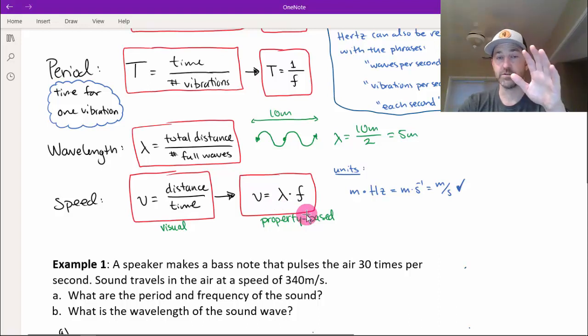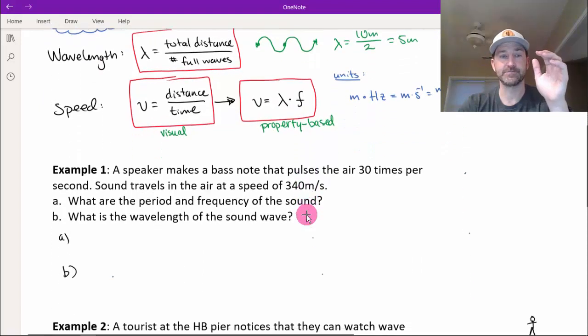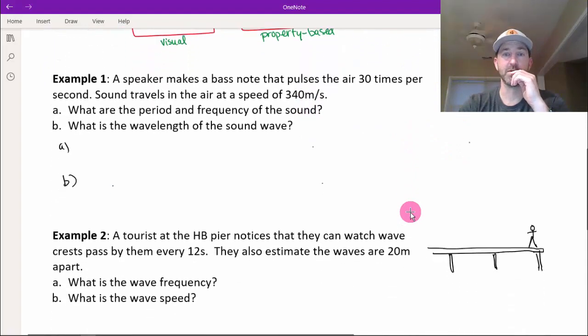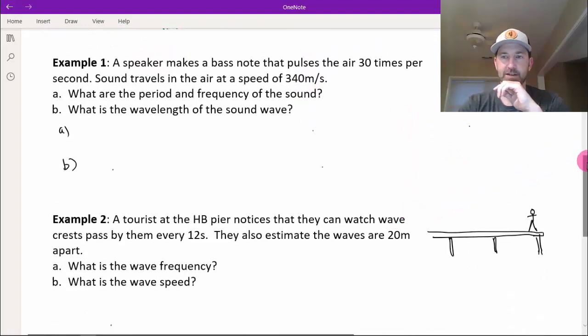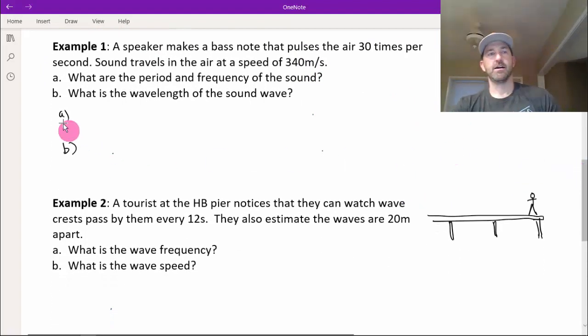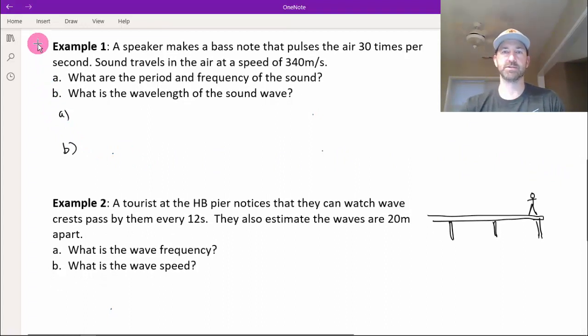So let's go ahead and do a couple of example problems here together. I might as well show both of them at the same time. I have the technology. Example 1 says, a speaker makes a bass note that pulses the air 30 times per second. The sound travels in the air at a speed of 340 meters per second. What's the period and frequency of the sound, and what are the wavelengths of the sound waves?